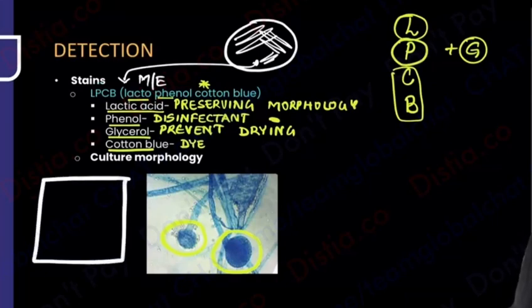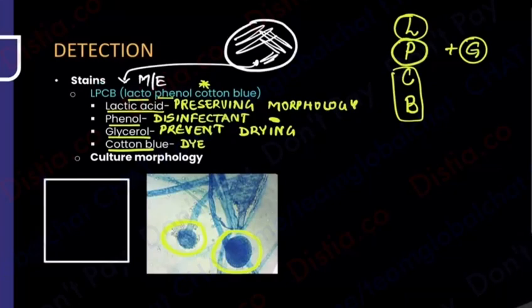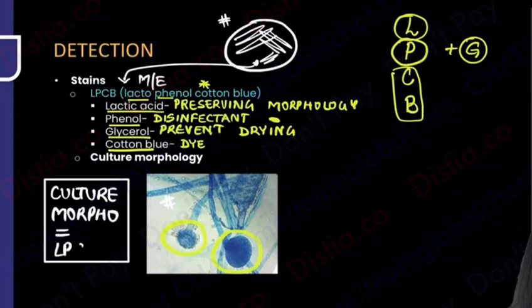Are you putting lactophenol cotton blue directly onto the sample? No. You are first growing the sample on a culture plate. From the culture plate, you are taking the sample and putting lactophenol cotton blue. So it is used for studying culture morphology, and that has been one of the most famous questions of the previous years. What is the stain used for studying culture morphology? It is lactophenol cotton blue.